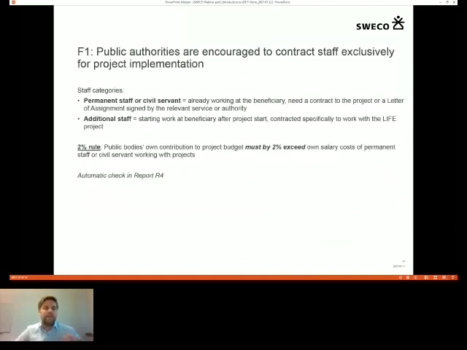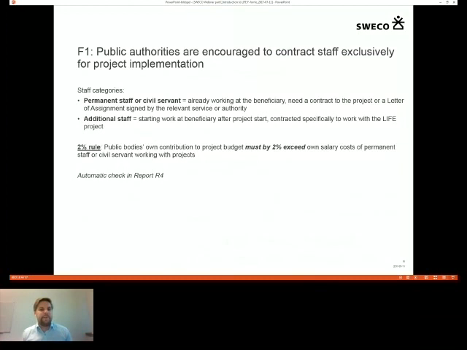There is something quite tricky called the 2% rule, which creates lots of fear to public authorities, since they will have to keep this in mind. But this is actually not too complicated or not too scary. The 2% rule means that the LIFE program is encouraging public authorities, municipalities, for example, to contract staff exclusively for the LIFE project so that they can concentrate exclusively on the project.